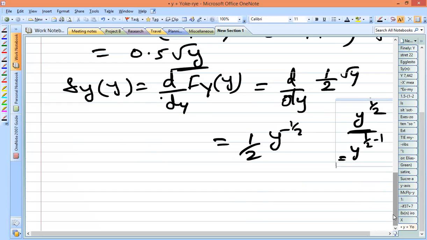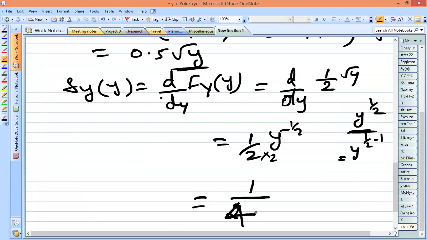So the PDF for this new random variable will be 1 by 2. The 2 will be there already, so once again you will get one more 2 when you differentiate that. So you will be getting 1 by 4 into root y. So this is the final answer. This is how you are going to solve the problem. Similarly, you can take the next problem.